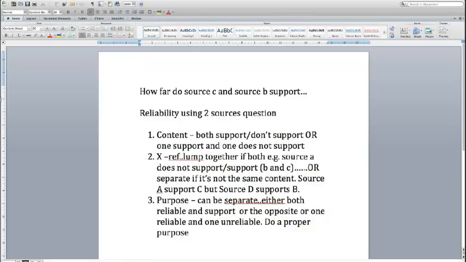Now, finally, purpose. Okay, in this case, it can be separate. It's not reliant. So even if C and B say the same thing, C could still be reliable and B could be not reliable. Even if they say different things, C could be reliable, B could be not reliable. Or they could both be reliable, or they could both be unreliable. It doesn't matter. Do it separately, okay? And do a proper purpose.